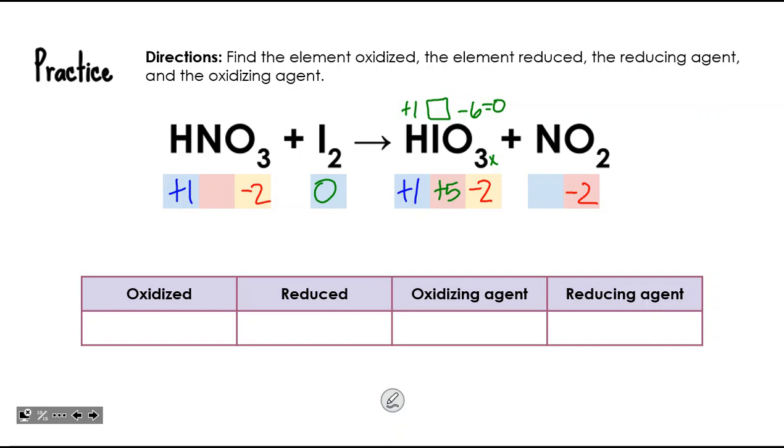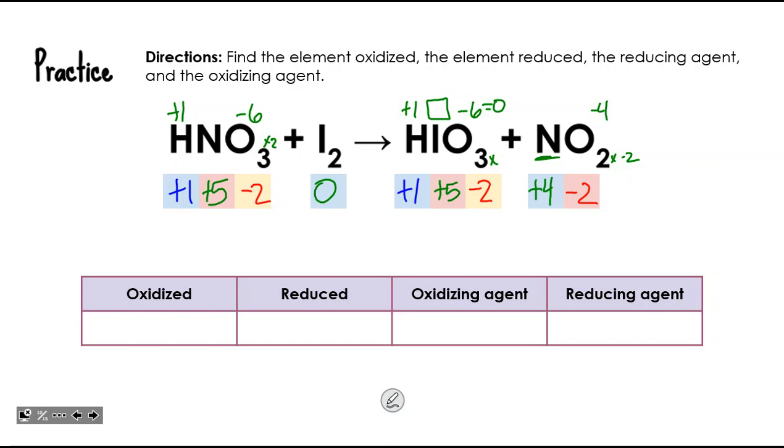The nitrogen here, looking at the nitrogen, this is 2 times the -2, so that's -4. That means this nitrogen has to be +4. And then looking at the nitric acid, HNO3, times the 2 gives you -6. This is still +1. That means the nitrogen has to be +5 there.